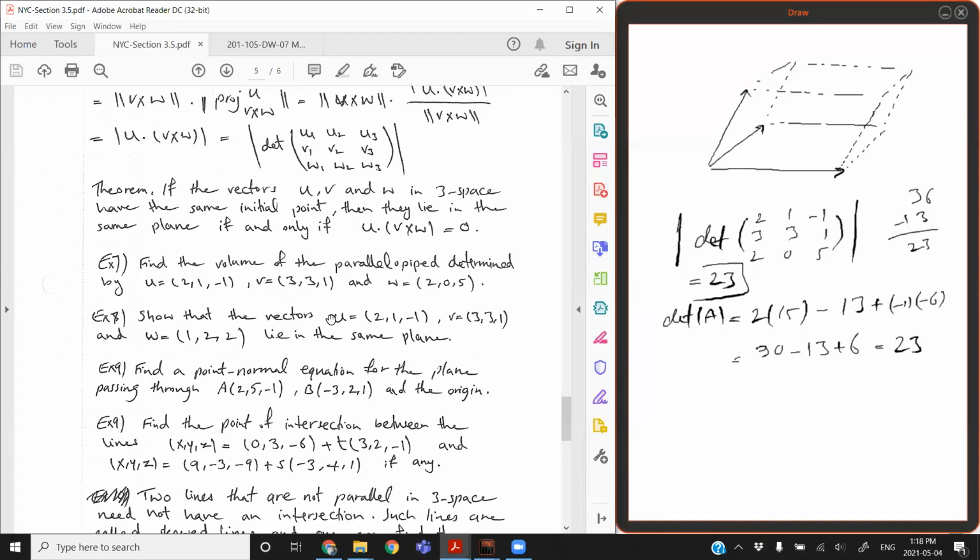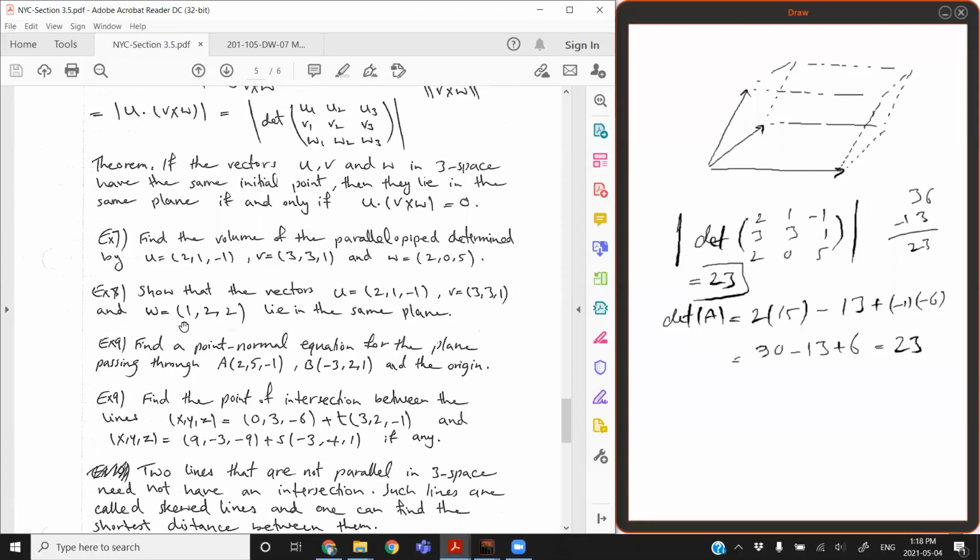Okay. Show that these vectors lie in the same plane. If I want to show that the vectors lie in the same plane, I would do the same thing as I did for this one. If the volume of the parallelepiped is 0, that means that the 3 vectors are in the same plane. So let's just figure out what the volume of the parallelepiped is in this case.